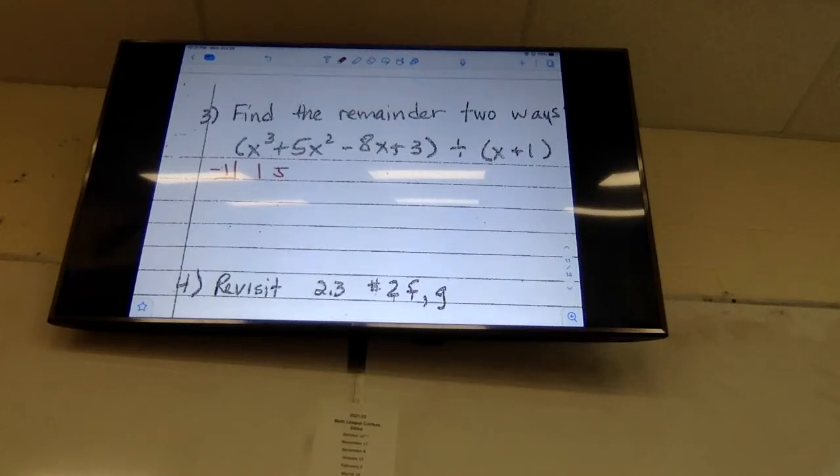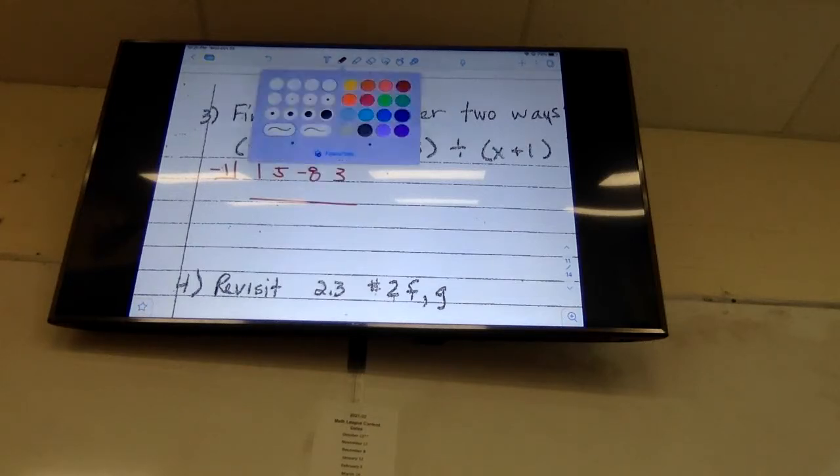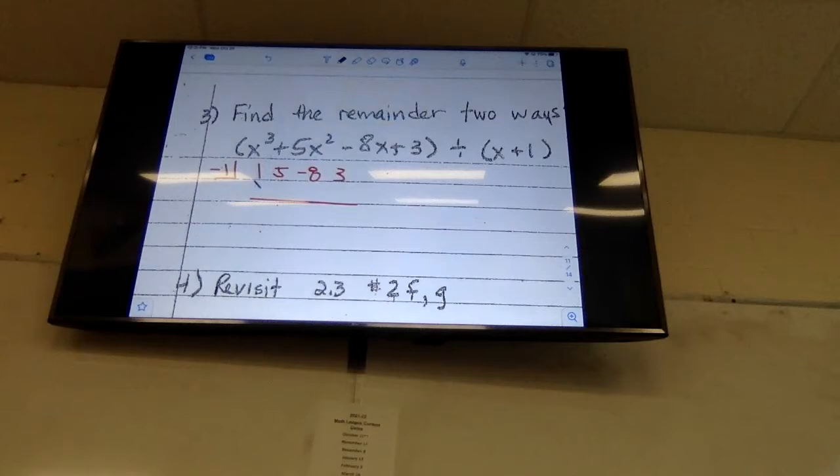1, 5, -8, 3. Carry my 1 down. Okay, so that's -1, which is 4. Set -4, -12, +12 becomes 15. What is my remainder? 15, good. So using synthetic division or long division, we could have divided it all the way out, and the last thing we got is the remainder. So 15 is my remainder.